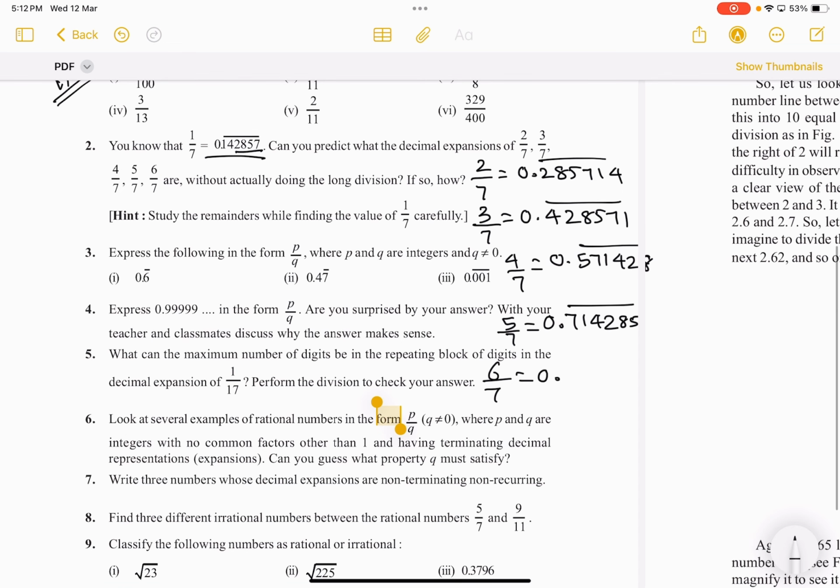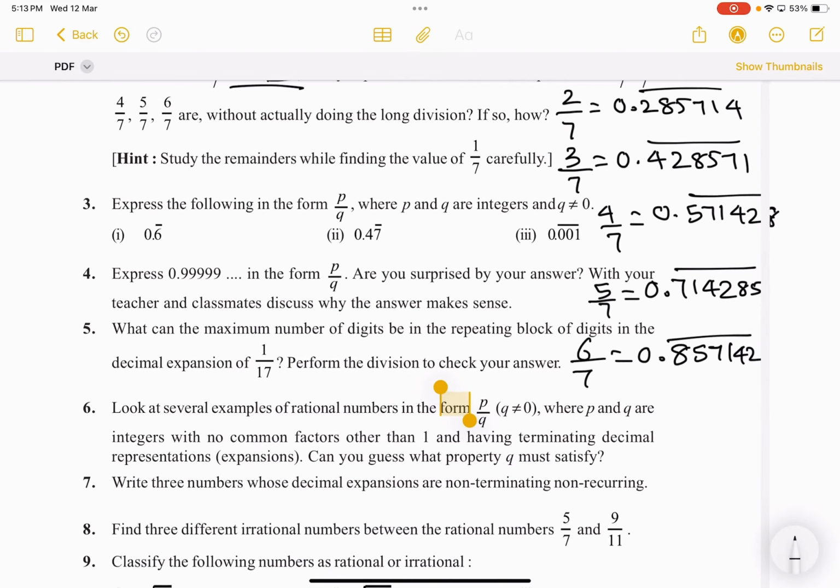You have the pair of values. So 8, 5, 7, 1, 4, 2. Understood? You are going in the same order. You no need to do long division again. Clear? This is how you have to write the answer in this. We'll complete the third question also, then you can go.